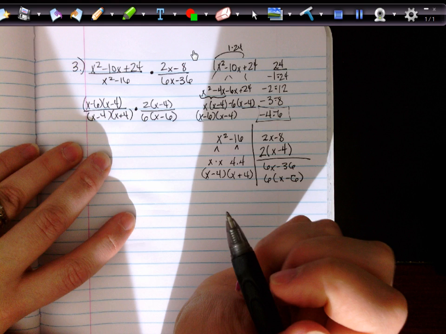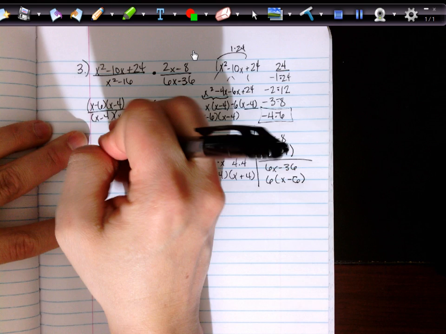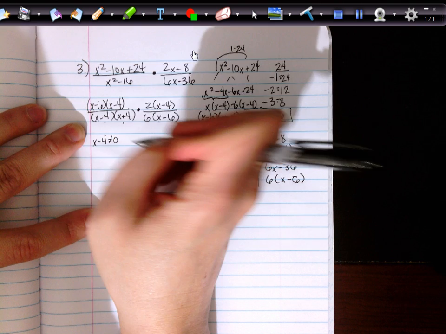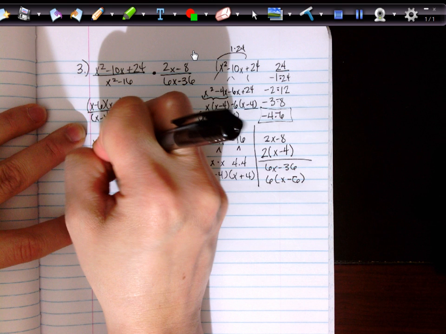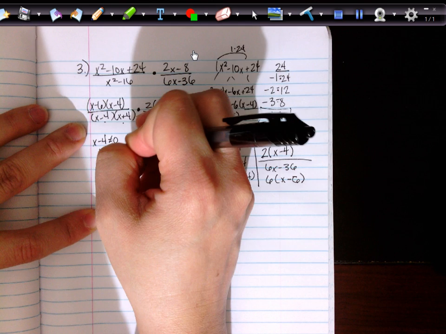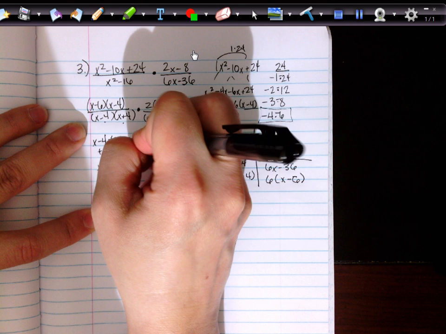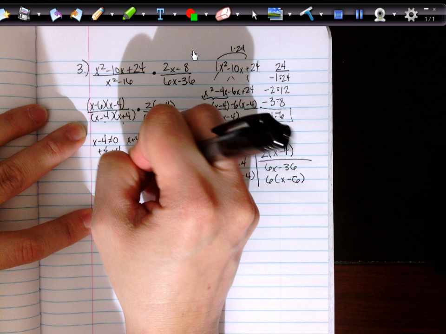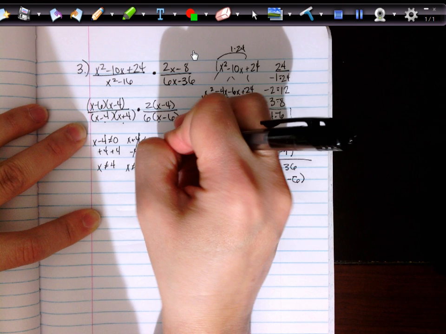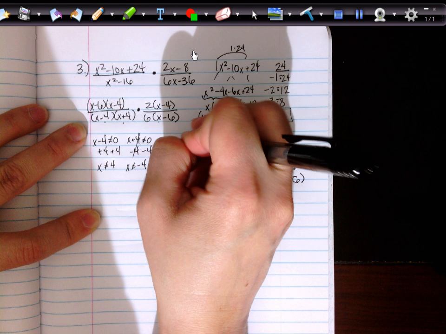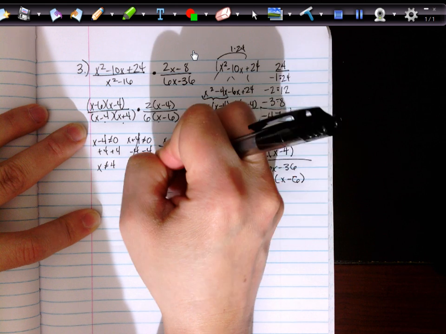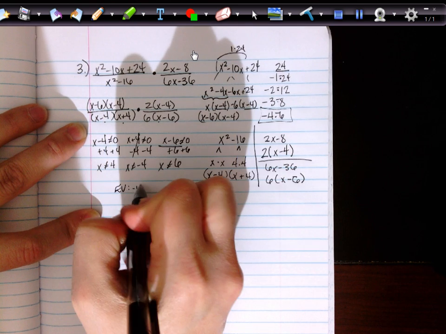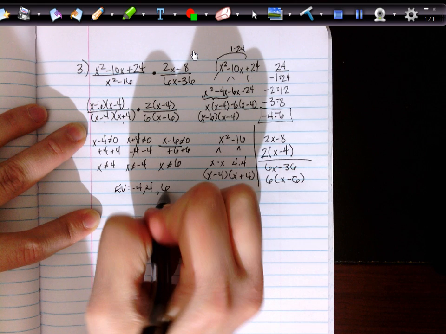So now I'm ready to look at my excluded values. I have x minus 4 cannot equal 0 because I'm looking again at everything in my denominator, which means that when I add 4 on both sides, x may not equal 4. X plus 4 may not equal 0, which means when I subtract 4 on both sides, x may not equal negative 4. And then x minus 6 may not equal 0, so when I add 6 on both sides, x may not equal 6. So my excluded values are going to be negative 4, 4, and 6.